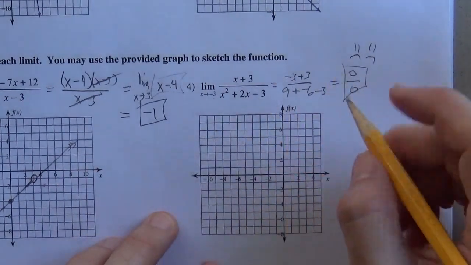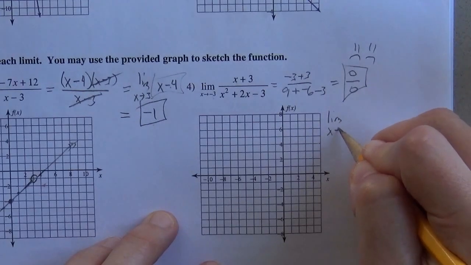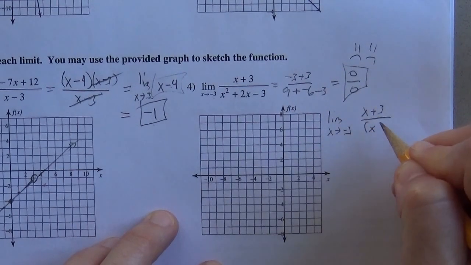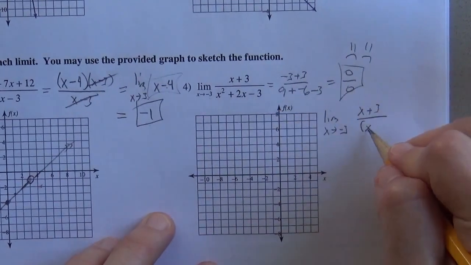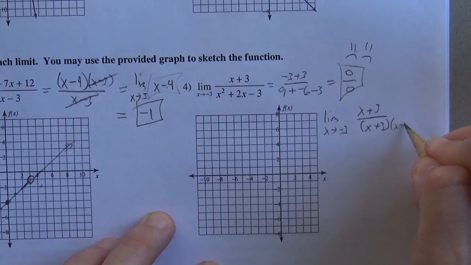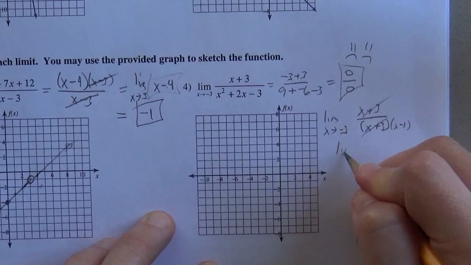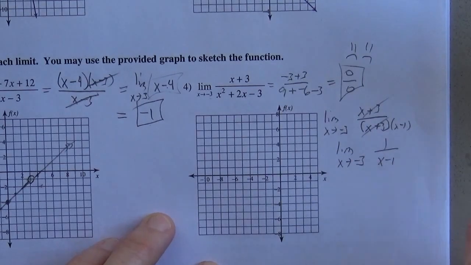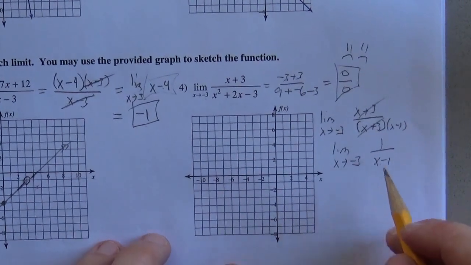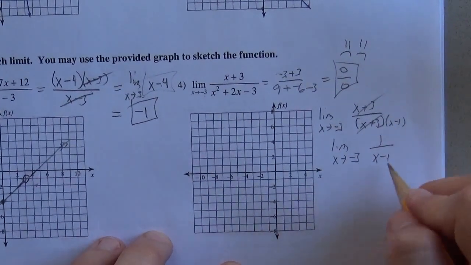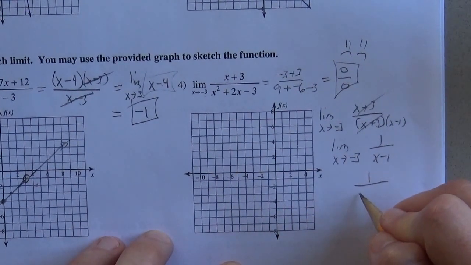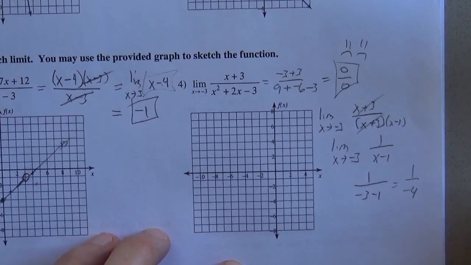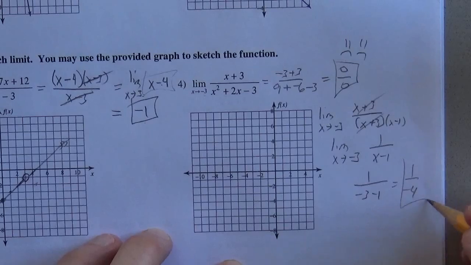So first line of attack is try to maybe factor it. So this would be x plus 3, x minus 1, and those guys cancel. So we get 1 over x minus 1. So now that we've simplified it, it's okay to reevaluate this limit. -3 minus 1 is 1 over -4. And that's what our limit's going to be.